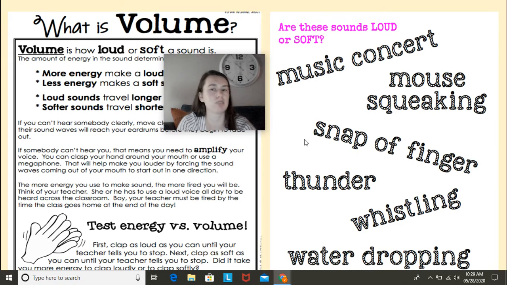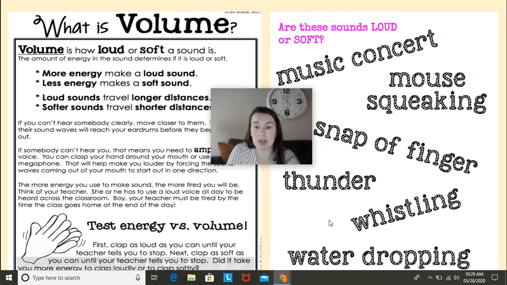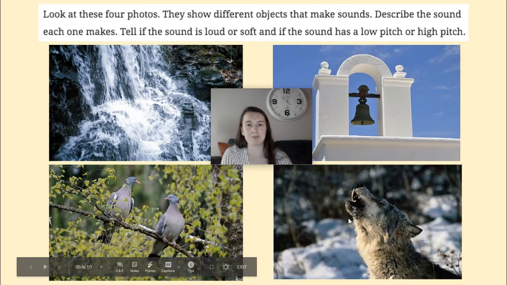What about thunder? Is that loud or is that soft? Yeah, I think thunder is pretty loud. We had a thunderstorm the other night and it kept me up quite late because it was so loud. And what about whistling? Is that loud or is that soft? I would think soft. Okay, and what about water dropping? I think that can be loud or soft depending on how hard the water is coming down, right? Awesome job.